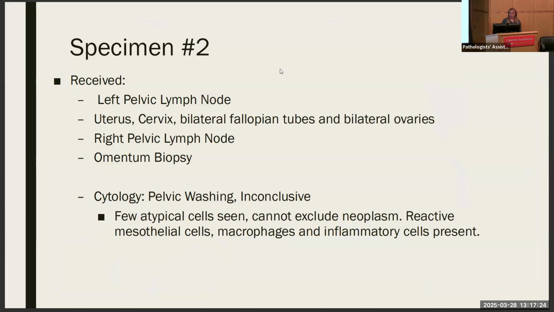So the second specimen that I received on this patient was a uterus with cervix, bilateral fallopian tubes, and bilateral ovaries, as well as bilateral pelvic lymph nodes and an omentum biopsy. They also performed a pelvic washing, which was inconclusive, but the reason they tend to do pelvic washings with these is they love to spread intraperitoneally, so if they have any malignant cells in the peritoneum, we could potentially see that here.